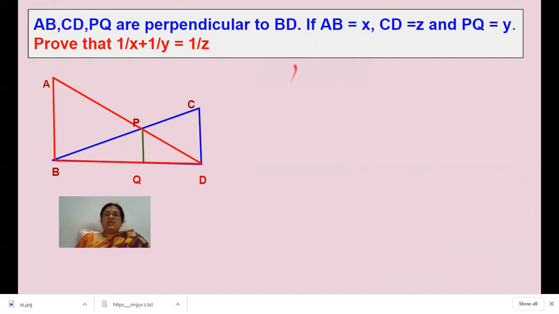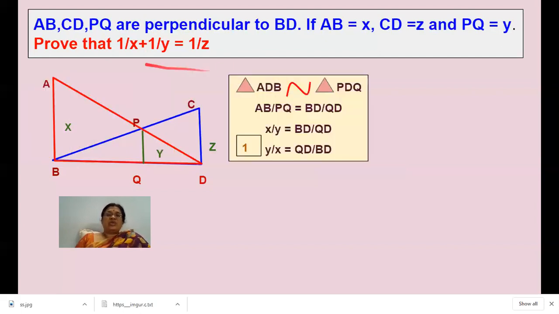This one, BD. So AB is X. What is the AB value? It is X. And what is the CD value? CD value is Z. And what is the PQ value? PQ value is Y. And what are we asked to prove? You have to prove that 1 by X plus 1 by Y is equal to 1 by Z. So we will prove this one, and in the next slide I will show how to apply this to solve other problems. See here, first I'll prove this.